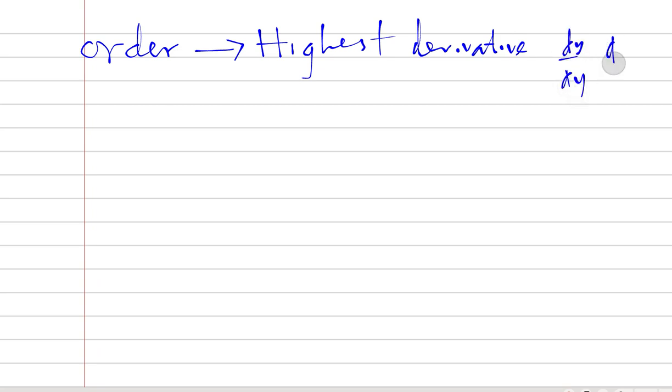d square y over dx square. That's what we mean by derivative. That means the order of this derivative is what we call order. That's why I say order is the highest derivative. What is now degree?